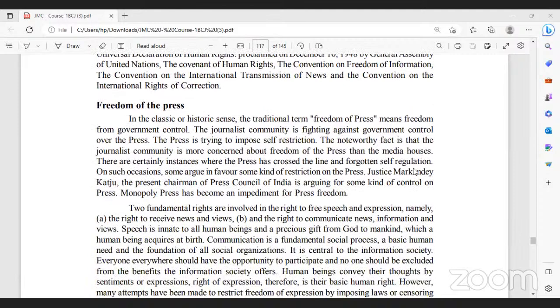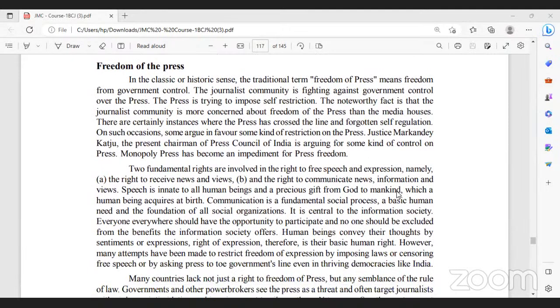Then, when we are talking about the freedom of the press, it means freedom from the control of the government. That is what we have discussed earlier, that we have to have an independent press. It is noteworthy that the journalist community is more concerned about the freedom of the press than the media houses.